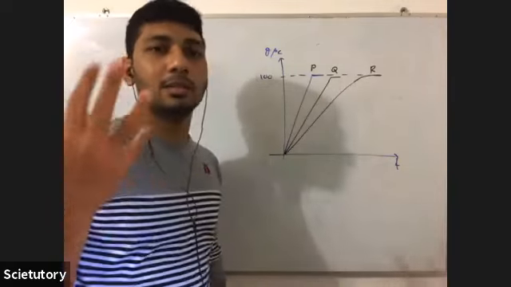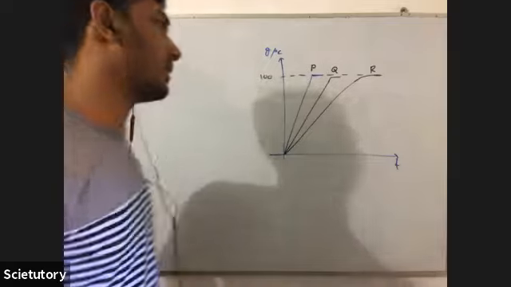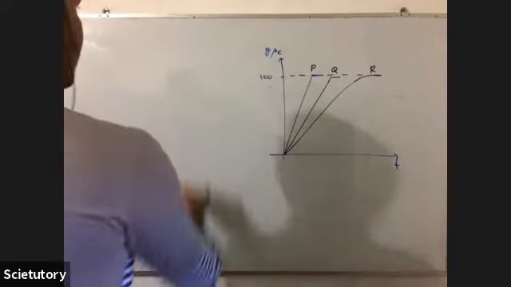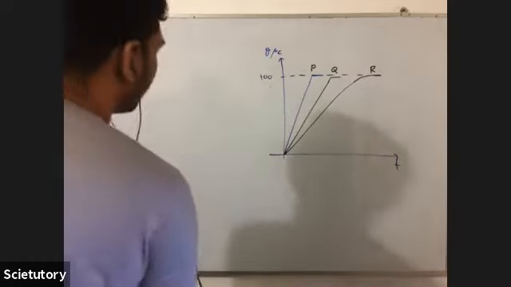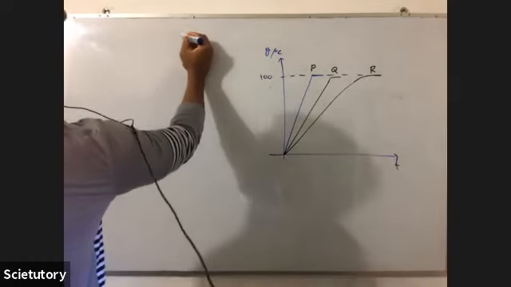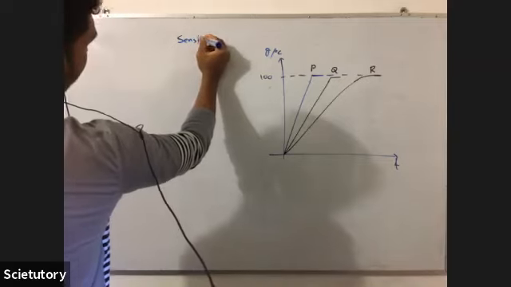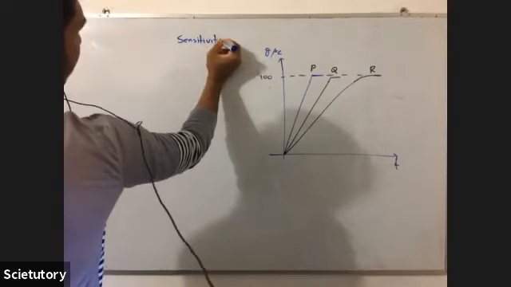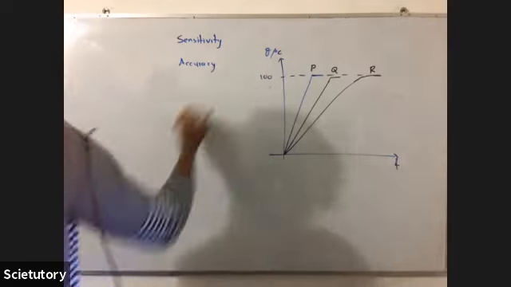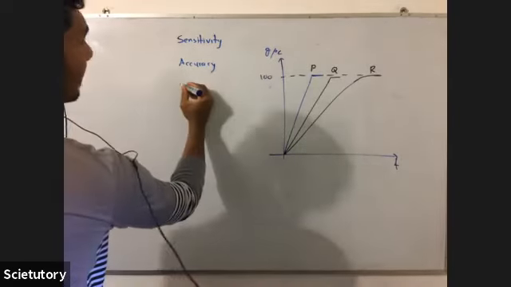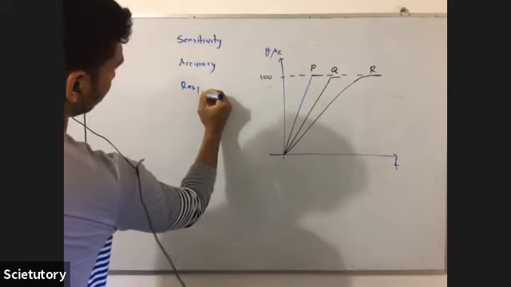So when it comes to thermometers, if I explain the theory to you all, you should mainly know four things. One is sensitivity, then accuracy, then what's the other thing? Responsiveness.